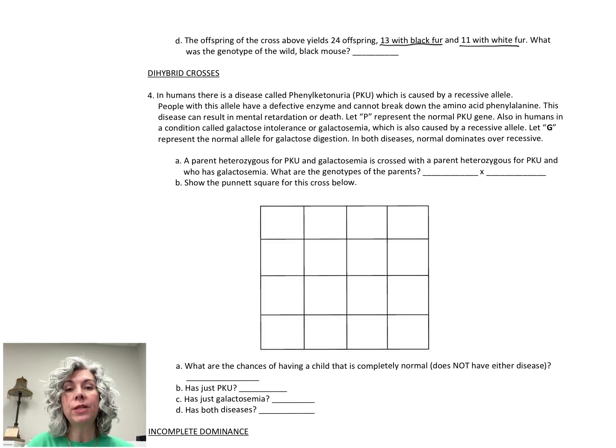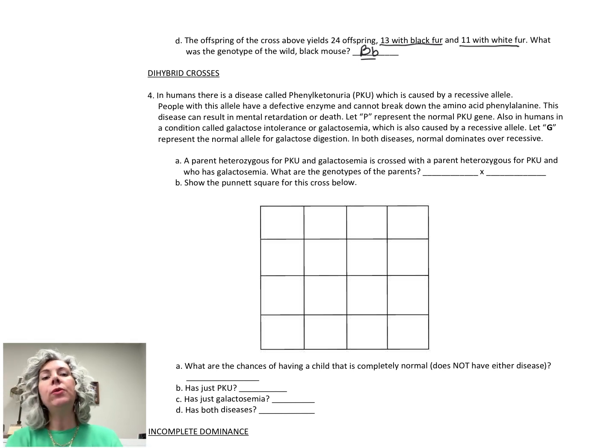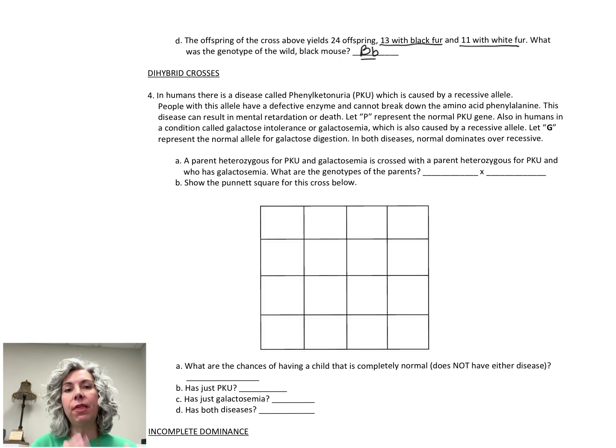What was the genotype of that wild black mouse? What was the genotype of the parent? Big B, little b, right? It has to be carrying the white allele, the recessive, because that's the only way some of the babies could have that lowercase b, have that trait. It had to come from both parents if there's some white fur.